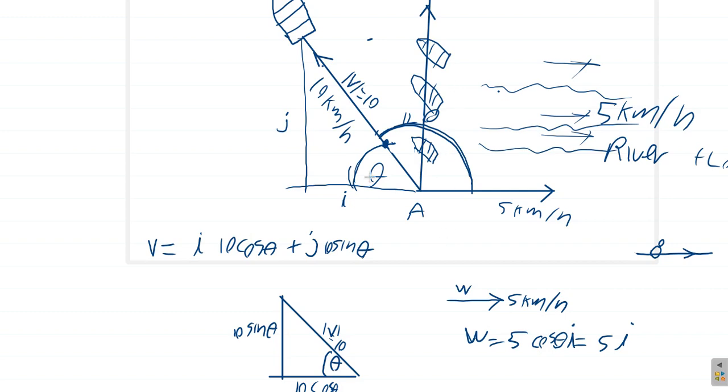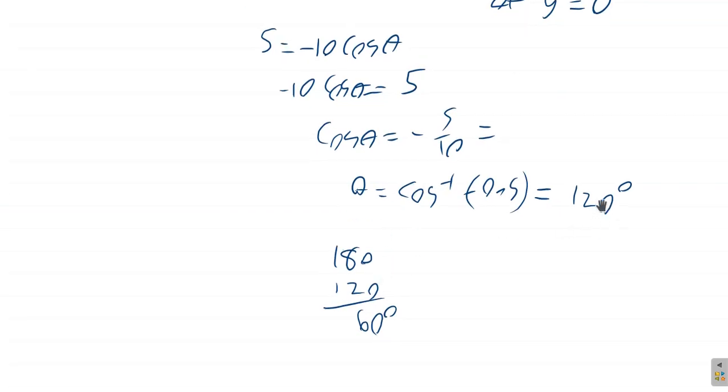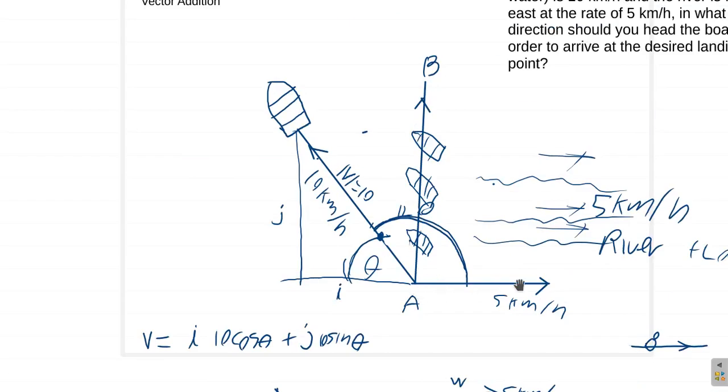So basically, you point the boat 120 degrees away from the direction where the river is running, or if you turn the boat upstream from where the river is coming, you point it 60 degrees from that direction. Alright, so that's it for now.